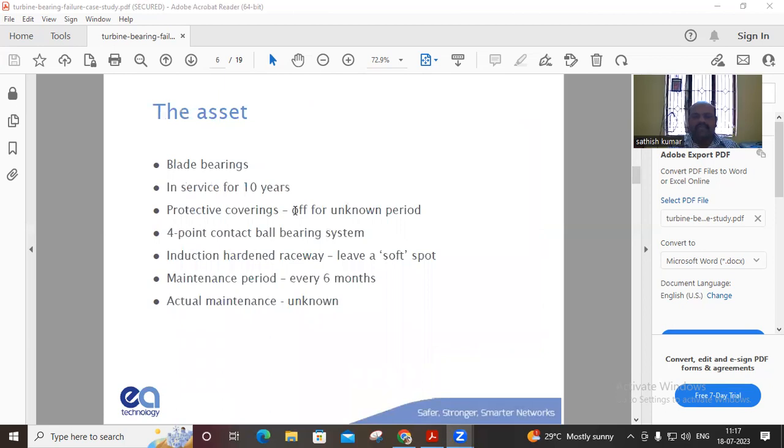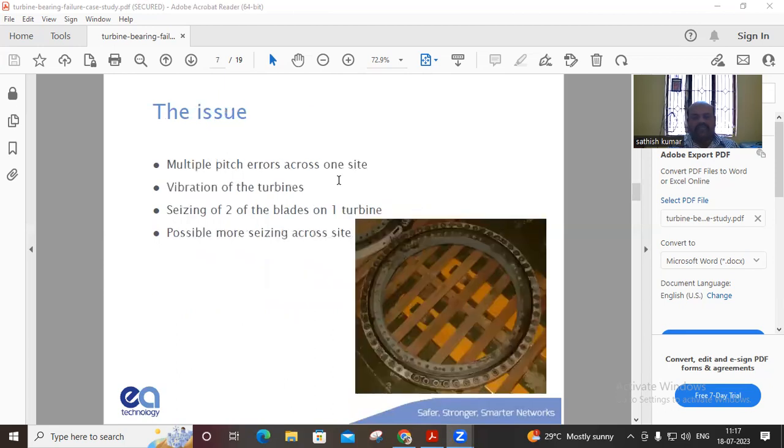So the asset is blade bearings in service for 10 years, protective coverings often unknown period, 4-point contact ball bearing system, induction hardened raceway, leaving a soft spot, maintenance period every 6 months, actual maintenance is unknown. The issue in this ball bearing is pitch: there are multiple pitch errors across one side. When we dismantle the bigger turbine, which is a wind turbine rotating to produce electricity, they have multiple pitch errors across one side, and there is vibration of the turbine.